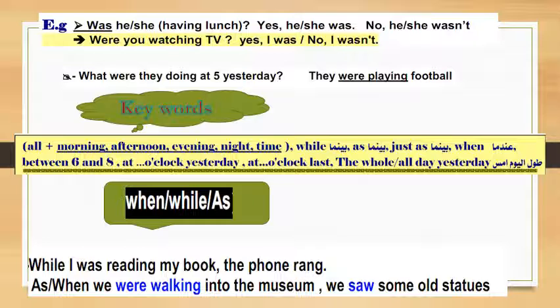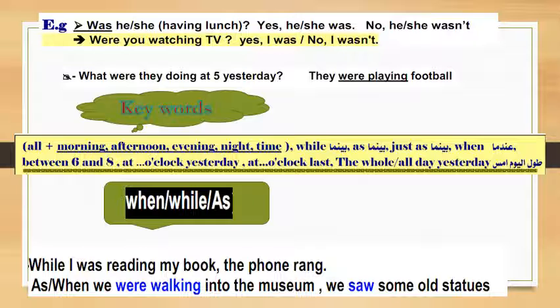Keywords في past continuous tense: all the morning, all the afternoon, all the evening, all night, all time. While, as, just as, when, between 6 and 8, at وأي ساعة o'clock yesterday, at وأي ساعة o'clock last month, last week, the whole or all day yesterday.